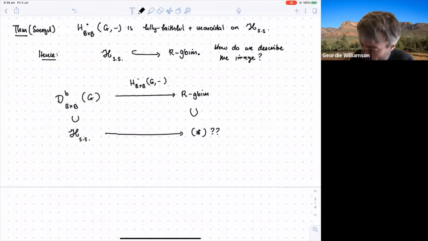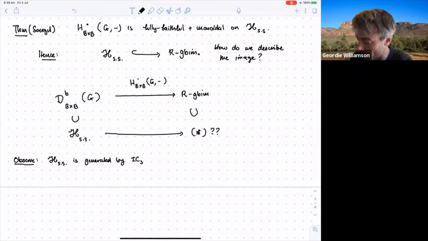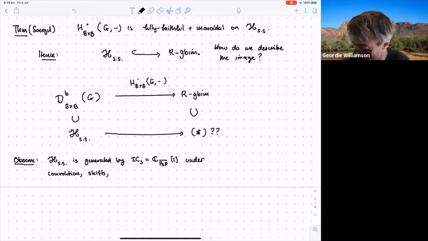So the first observation, I guess the point is the description of this image is rather soft in some sense. So H semi-simple is generated by ICS, which is just the constant sheaf on P_S bar one, under convolution, grading shift, sums and summands.